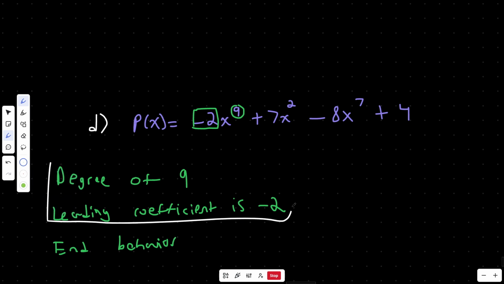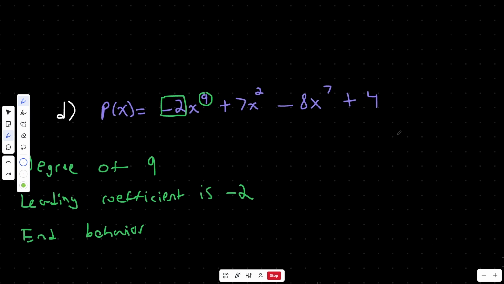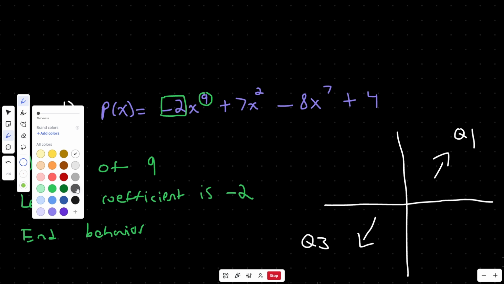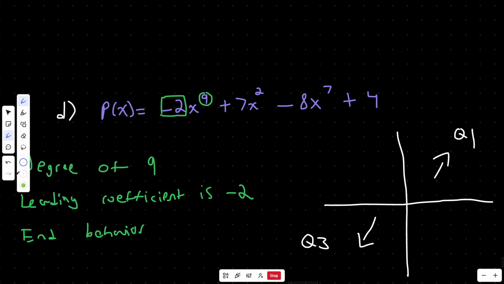So now that we know the degree and leading coefficient, we can easily solve for the end behavior. So let's draw in our Cartesian plane. Normally for odd degree polynomials, our end behavior spans out from quadrant 3 all the way up to quadrant 1. But since this leading coefficient is negative, we're actually going to be going from quadrant 2 to quadrant 4.